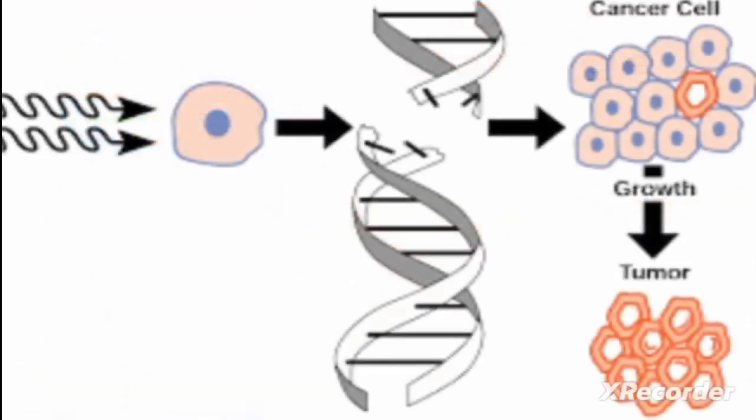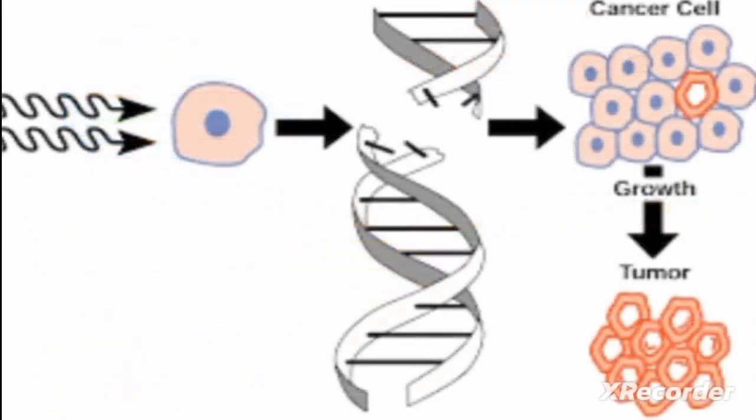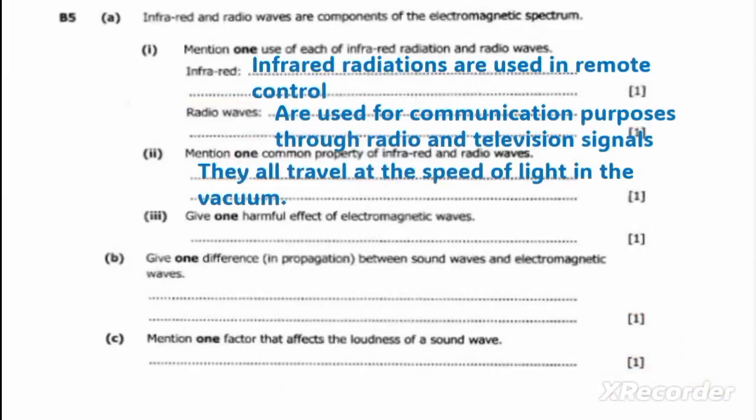Okay, so we can see the cells being disturbed here. You can see cells being disturbed, leading to tumor, cancer. Therefore we are going to say the electromagnetic waves may cause cancer.